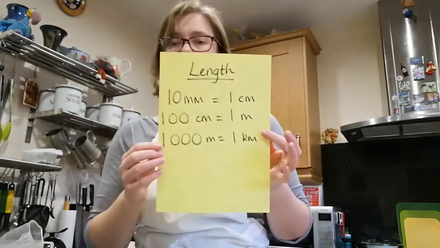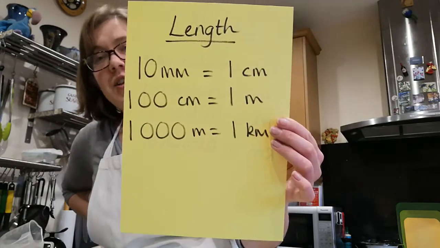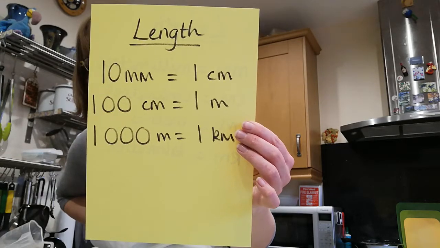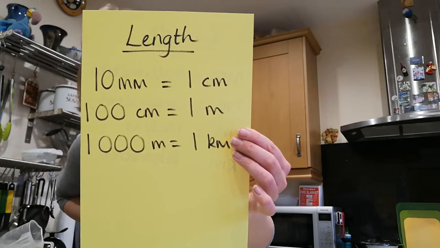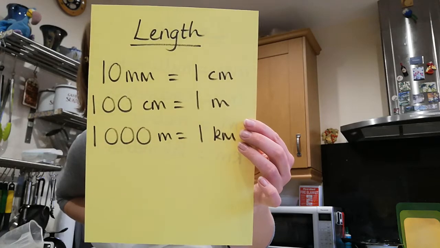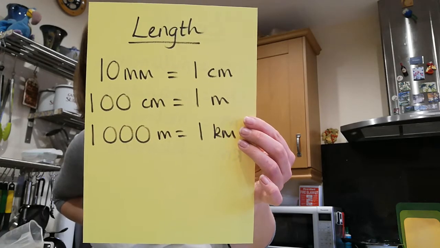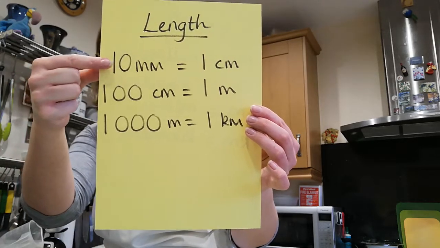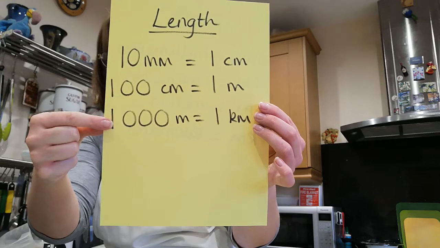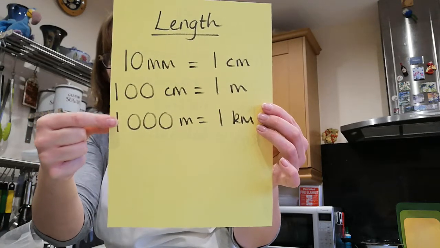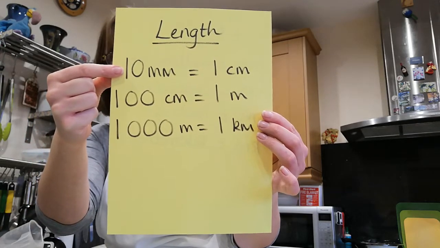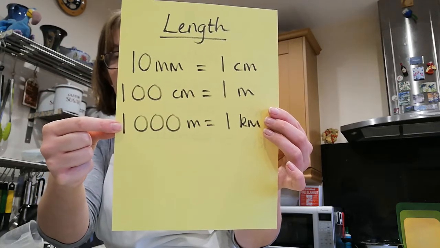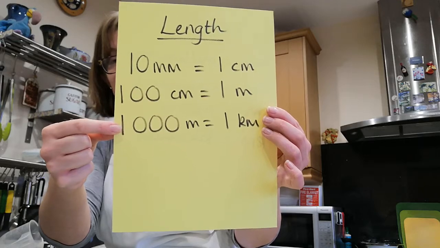Now, length is quite tricky. So you just have to learn these. 10 millimetres is the same as 1 centimetre, but 100 centimetres is the same as 1 metre, and 1,000 metres is the same as a kilometre. To help you remember, as the measures get bigger, so do the number of things that you can fit in it. So the very smallest, millimetres, you only need 10, then the middle, centimetres, you need 100, and then the very big, metres, you need 1,000.